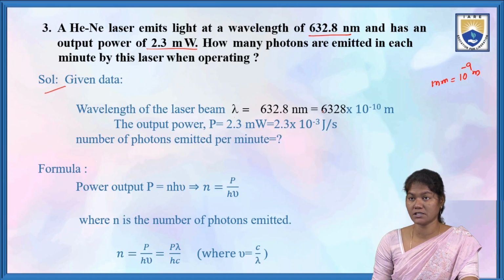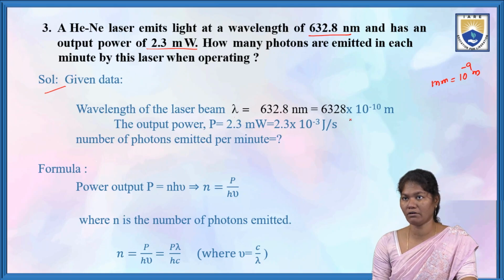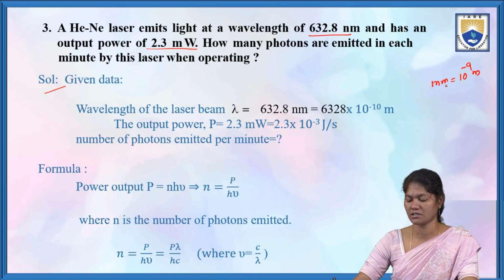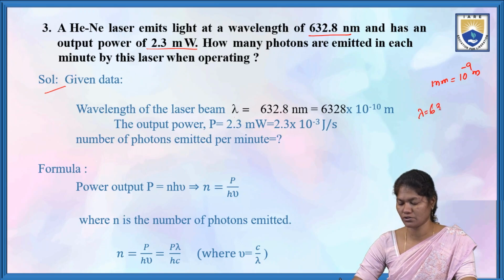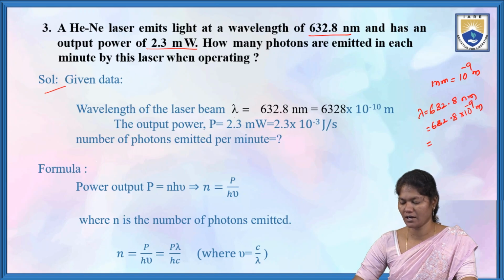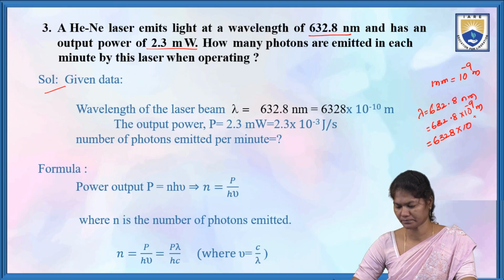So 632.8 nanometers when converted into meters, lambda is equal to 632.8 into 10 power minus 9 meters. So when taking out this point, 6328 multiplied with 10 power minus 10 meters.